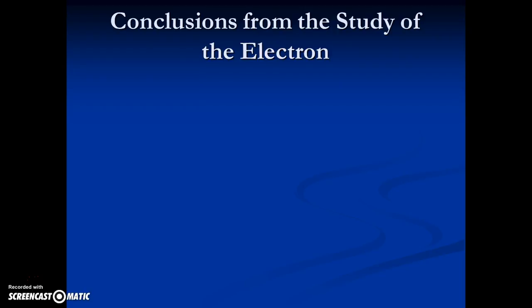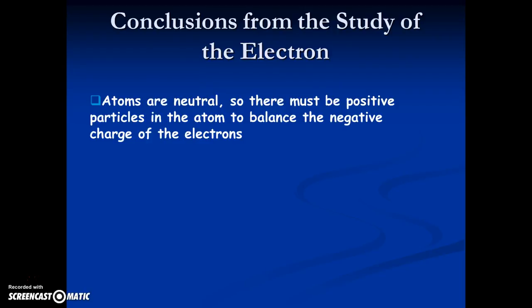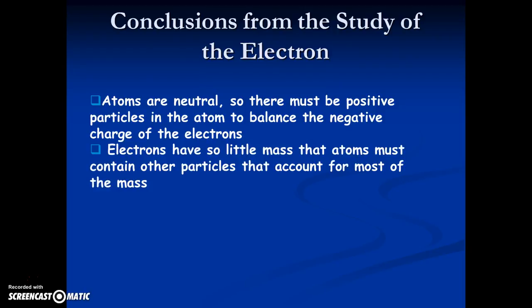So after about 10 to 14 years of studying the electron, what scientists found was that there's got to be other stuff in the atom, because atoms are neutral. And so there has to be a positive particle in the atom to balance out the negative electrons. They also figured out that electrons have such a small mass that these other particles must contain nearly 99% of the mass of the atom. So now they're setting off to discover this big positively charged particle in the atom.